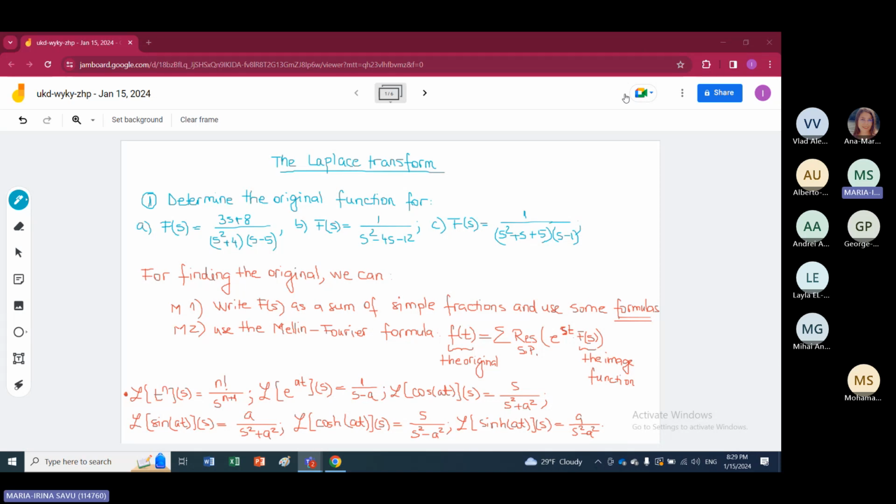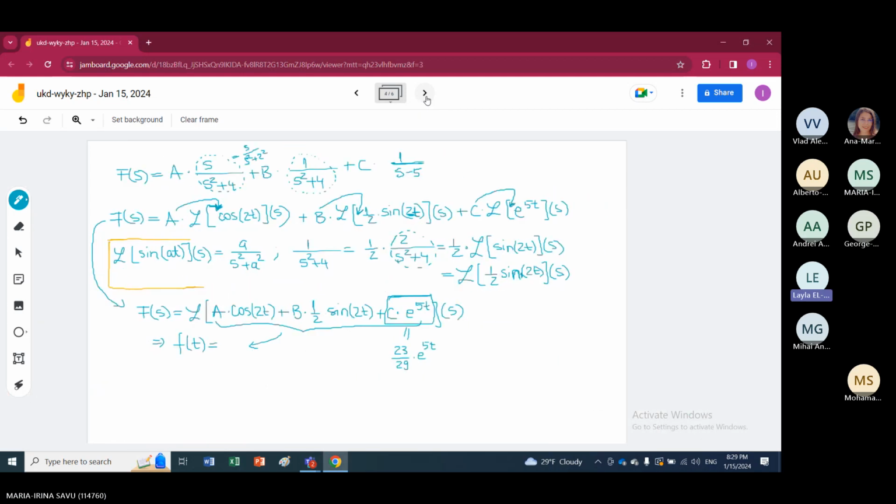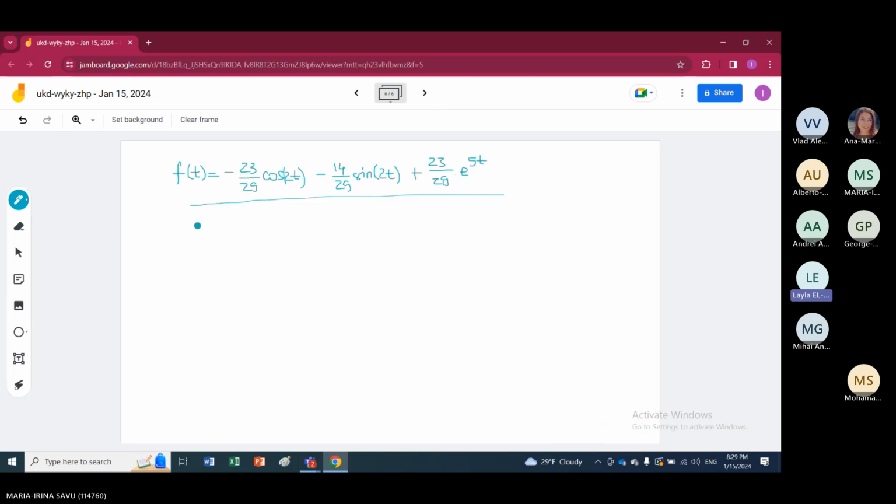Have you succeeded to find a solution, or do you need more time? I think I did it. Okay, which method did you use? The first one. Okay, the first one. How did you apply the first method? So s power 2 minus 4s minus 12 is actually s minus 6 multiplied by s plus 2.